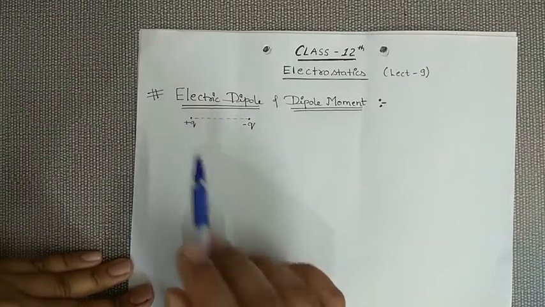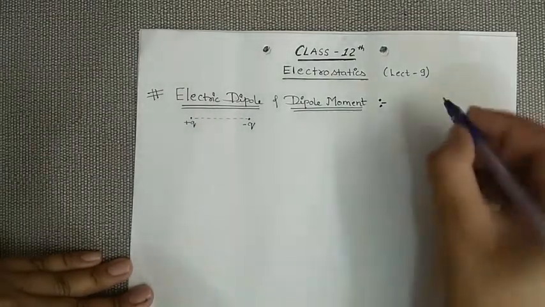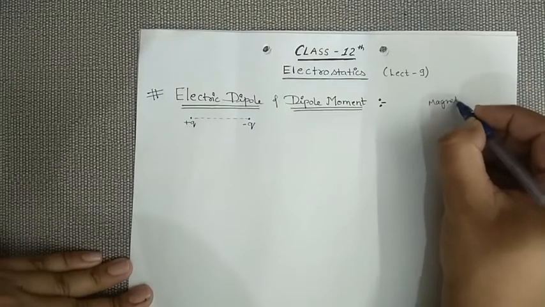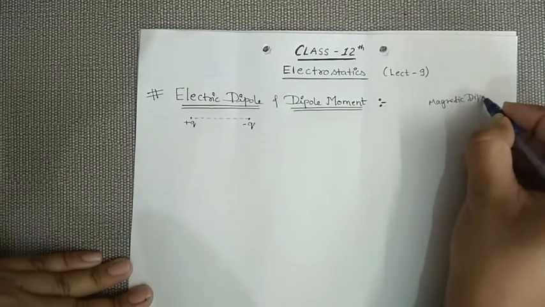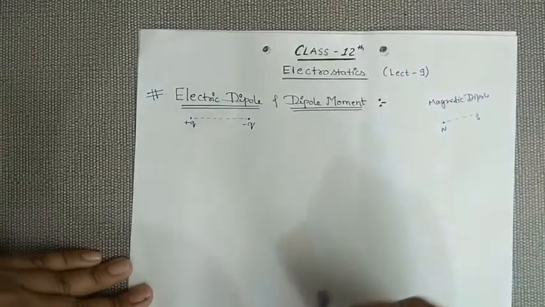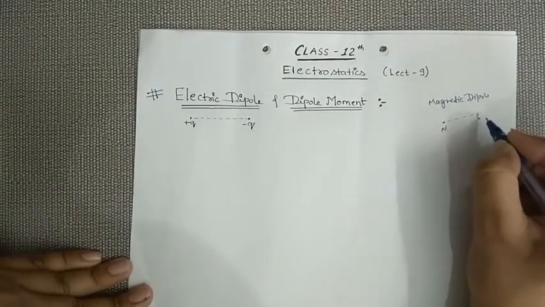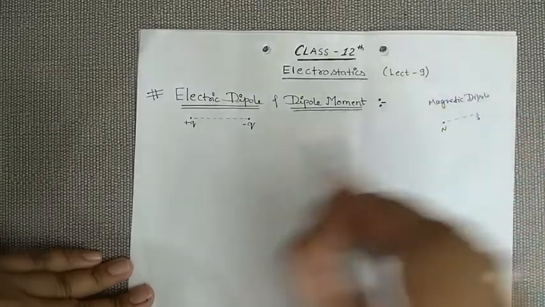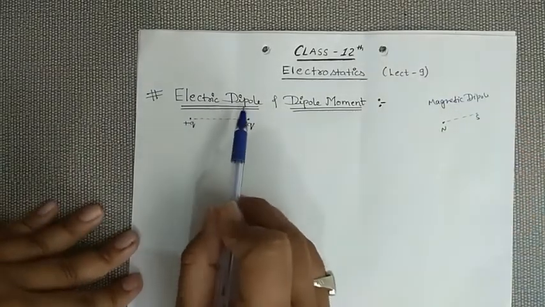In a similar manner, we will also study magnetic dipole. In magnetic dipole, we will see the two poles, the north pole and south pole. They are also separated by a small distance. So it will become your magnetic dipole, but right now we are concerned with electric dipole.